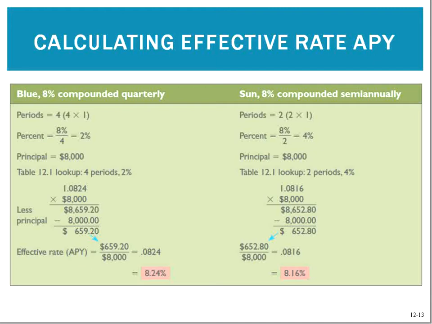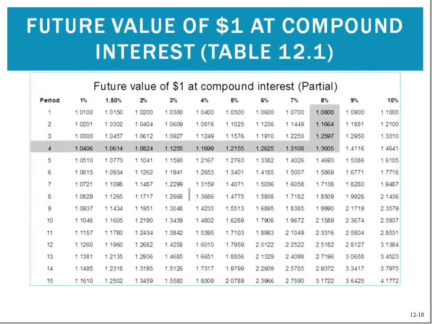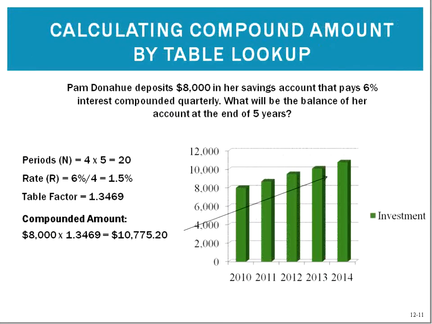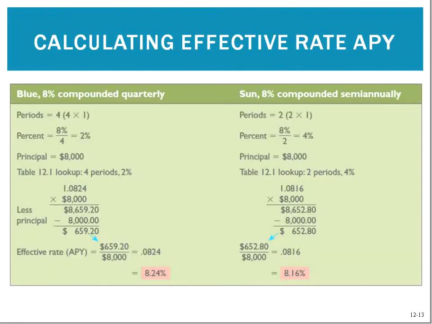Now we look at the table. We look at the period, which is 4. We look at the percent, which is 2. Look down the column where it says 2% and look across where it says 4 periods, and you'll get 1.0824. So now we multiply by 8,000, and we get $8,659.20. That is our total compounded over the 4 periods at the end of the year.